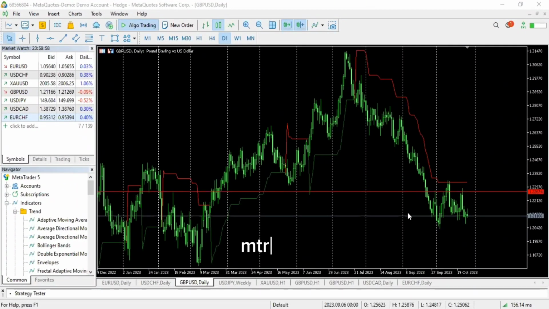I'd love to do a quick review on pounds dollar and one or two other pairs.